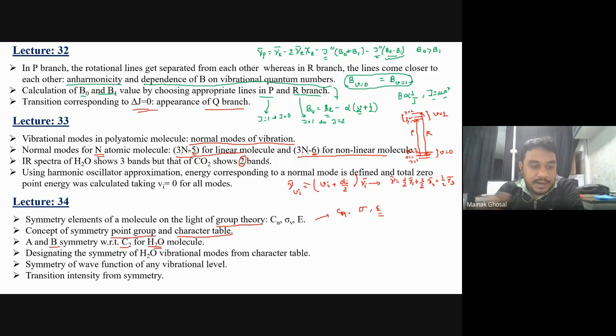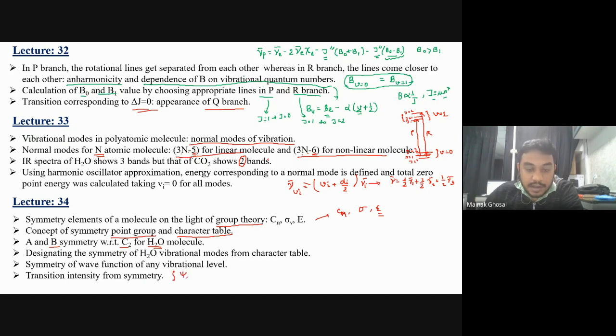Then the designation of the symmetry of the water vibrational modes from the character table was also discussed. Then the symmetry of the wave function of any vibrational level was also shown, that is, what the symmetry of the wave function at any vibrational level should be, and upon this symmetry you can calculate the transition intensity.